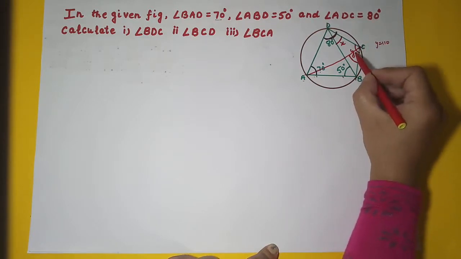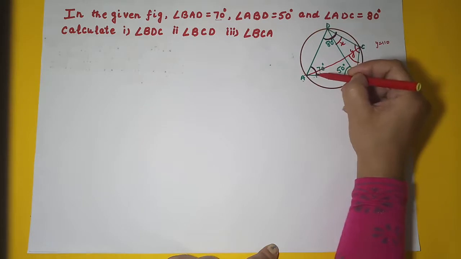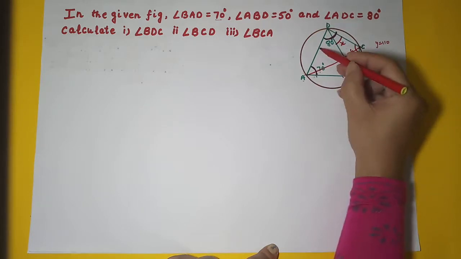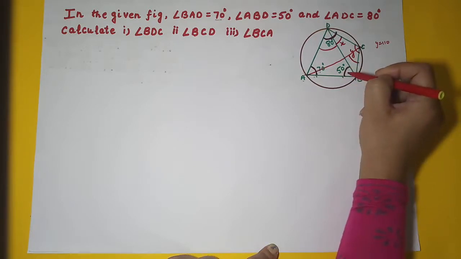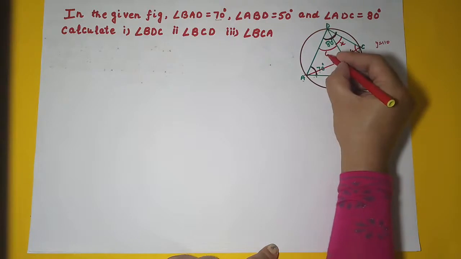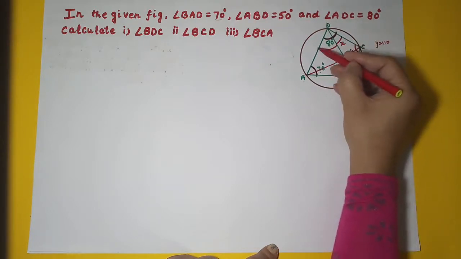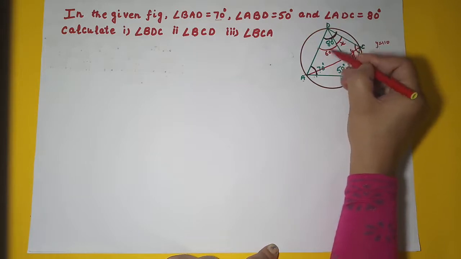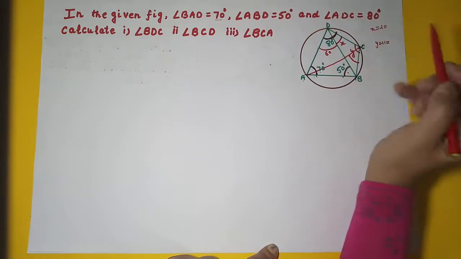Now, once you look at this triangle ABD, this is 70, this is 50, you can calculate this angle. How? 70 plus 50 is 120, 180 minus 120 is 60. So you got this angle, 60. But this entire angle is 80. So 80 minus 60, that means you are getting X as 20, right?